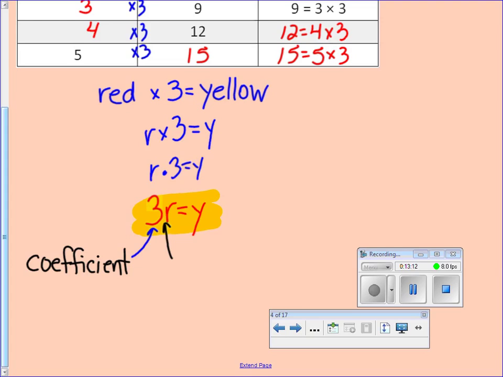No, that's in fractions. But thank you for trying. I appreciate it. Now, I'll give you a hint. Starts with the letter V. Variable. So label that, please, because those are important words. So that is your equation. 3R equals Y. 3 is your coefficient.